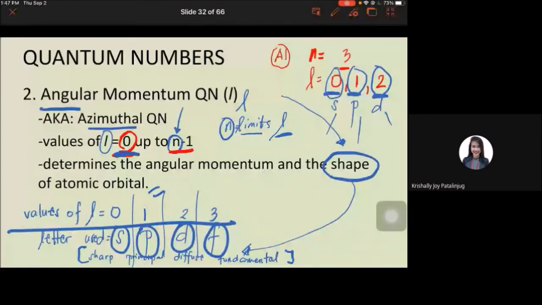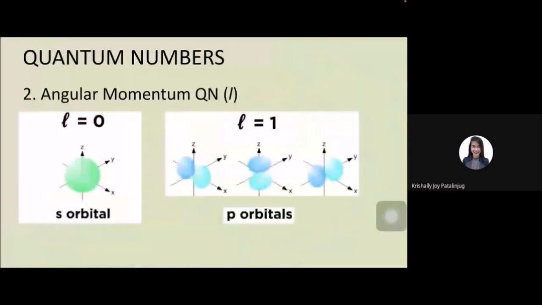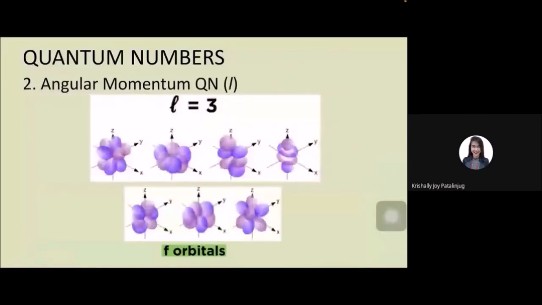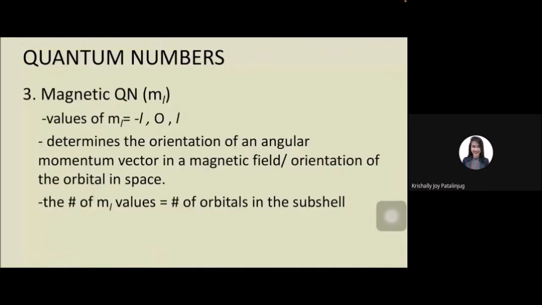Okay, let's proceed to the third quantum number. Ito lang din yan, yung mga next slide sa handouts nyo. Pinakita lang yung 3D representation ng shapes. Okay, let's have the third quantum number. Third quantum number is magnetic quantum number or M sub L.